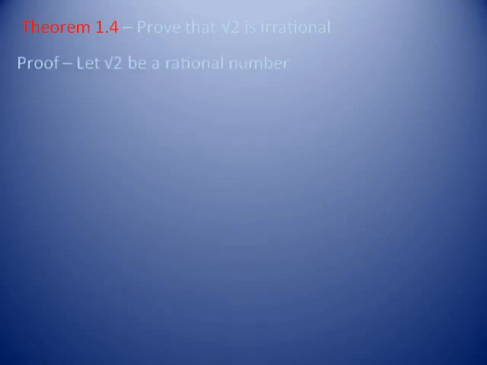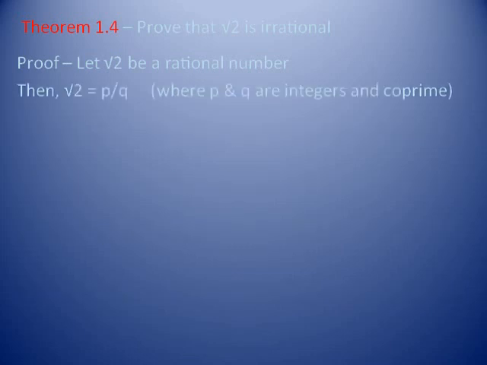Let root 2 be a rational number. Then root 2 can be written in the form of P by Q. So take root 2 equal to P by Q, where P and Q are integers and co-primes. Here we have used the term co-prime. Co-prime means the numbers which do not have any common factor. So P and Q do not have any common factor according to our assumption.